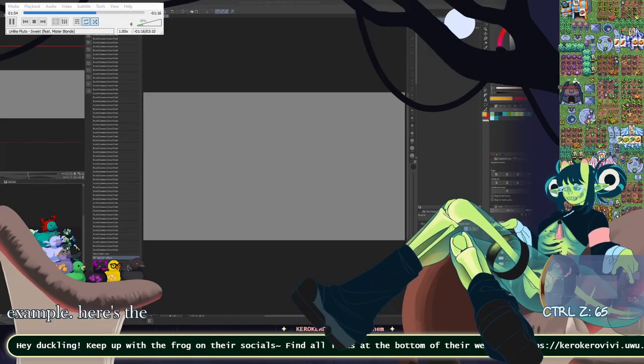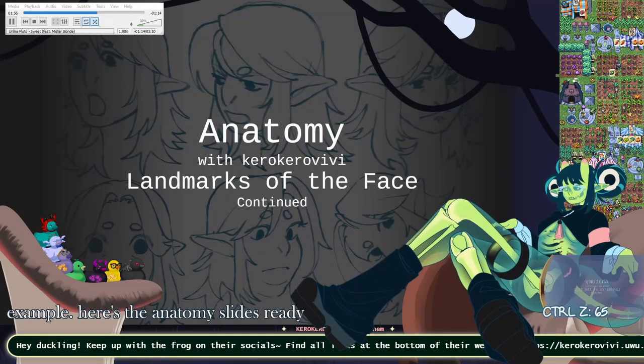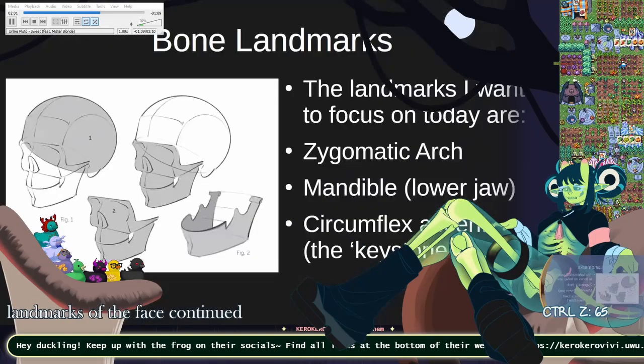Here's the anatomy slides. Ready? So, we're doing landmarks of the face continued, right? Today we're going to be going into bone landmarks.